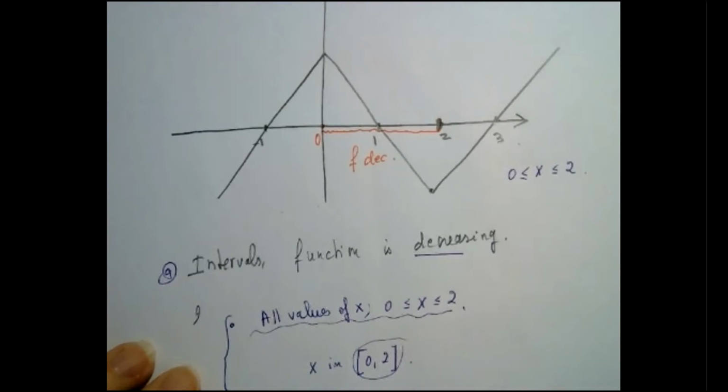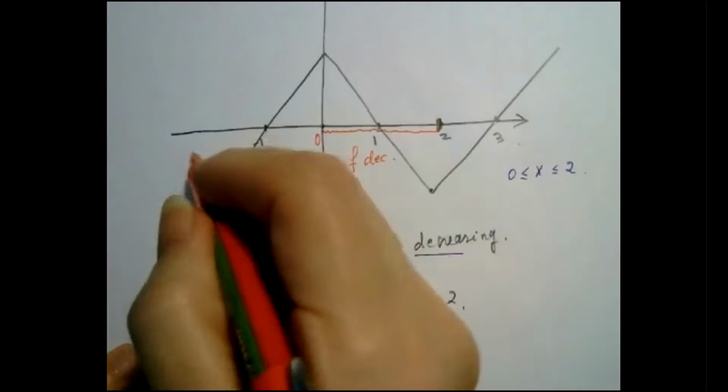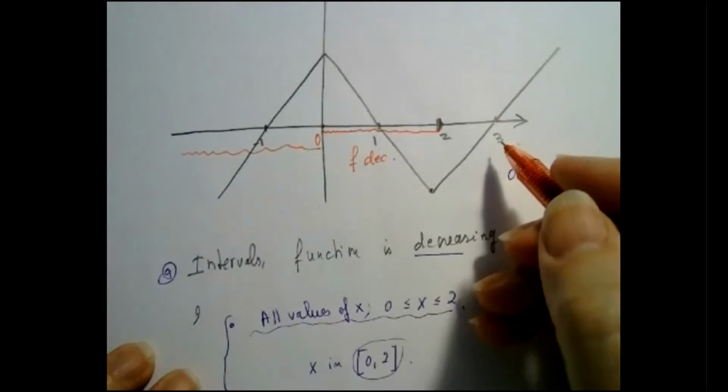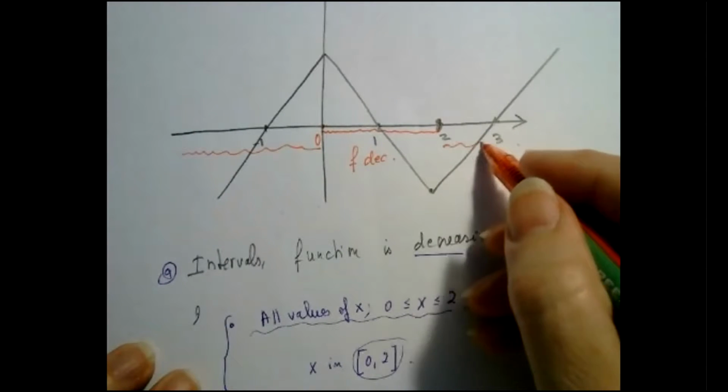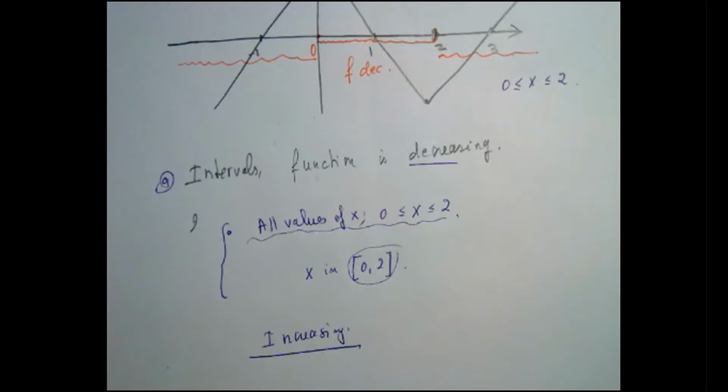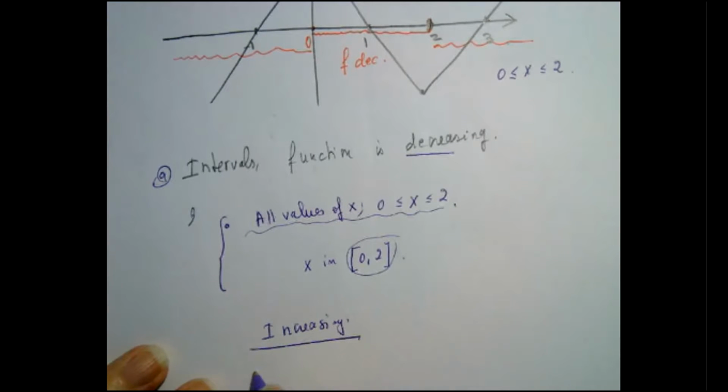When is it increasing? It's increasing from somewhere past -1 up to 0. All the way up to here? Yes, and then it starts increasing again from 2 to whatever past 3. Okay, so how are we gonna write this? I'll write it 2 ways so you're comfortable with both.